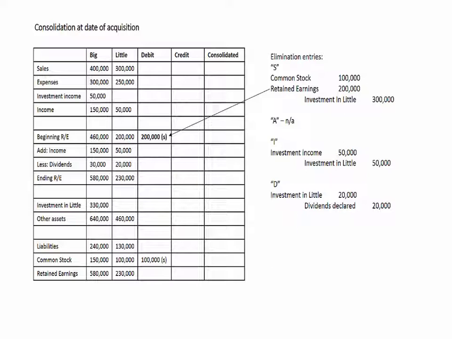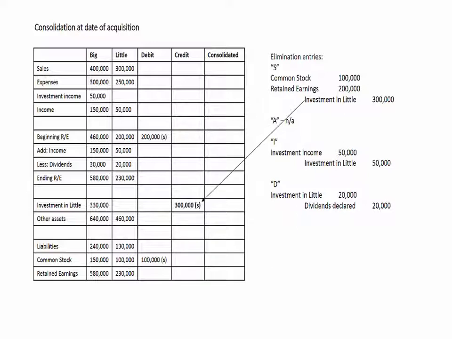This is a common place for people to get tripped up at first. Again, in that elimination entry, we were debiting the amount of beginning retained earnings. So we're going to adjust beginning retained earnings on the worksheet. We never adjust ending retained earnings. We always adjust beginning retained earnings and then let those adjustments flow through to ending retained earnings as we work through the worksheet for the consolidated column.